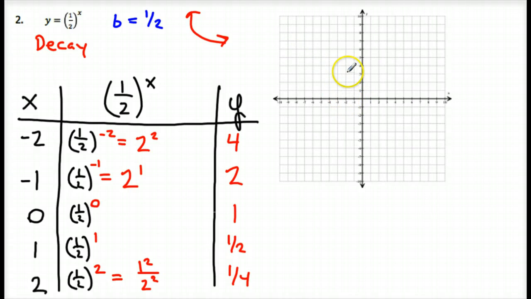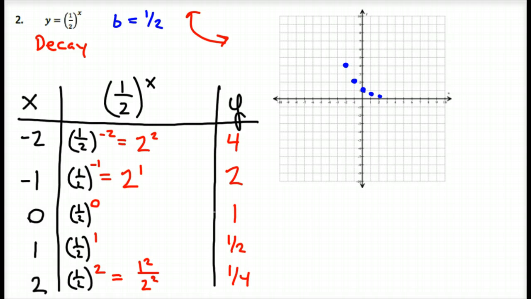So negative 2, 4 would be left 2 and then up 4 from the origin. Then negative 1, 2 would be left 1 and up 2 right here. Here's 0, 1, 1, 1/2, and then finally 2 and 1/4 would be right there.